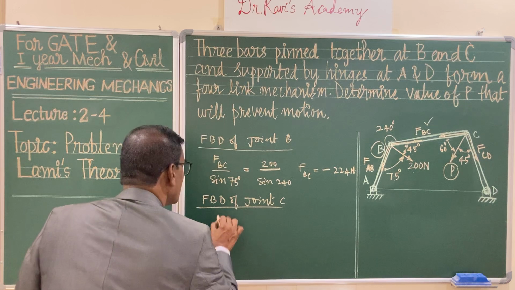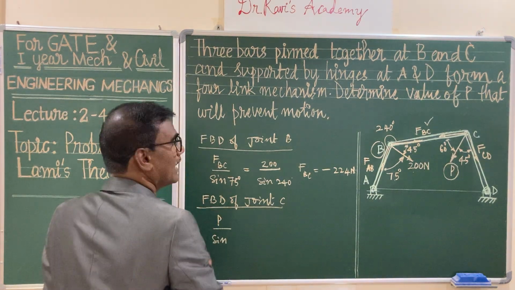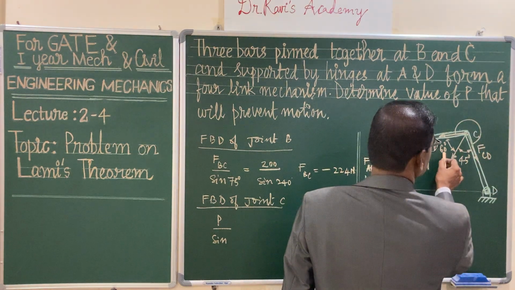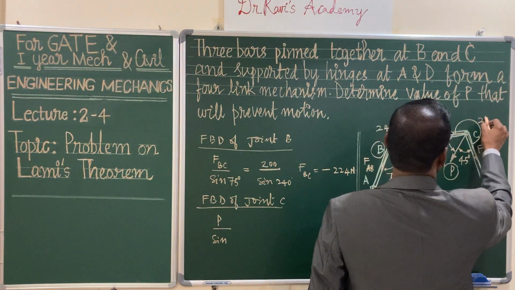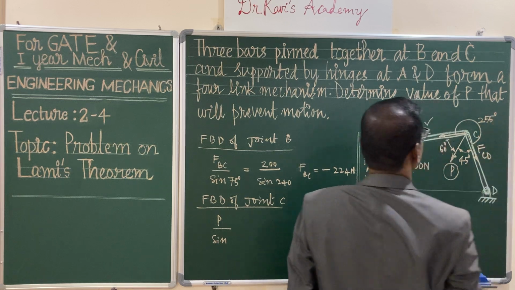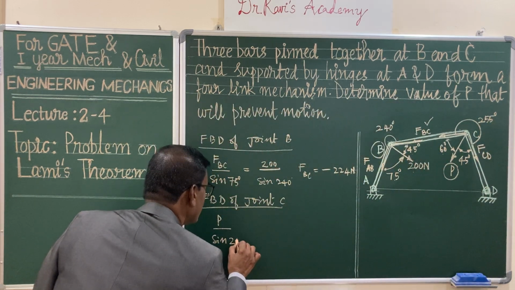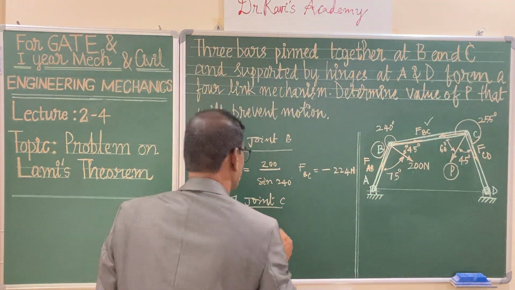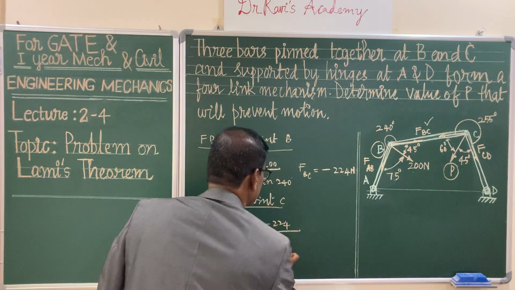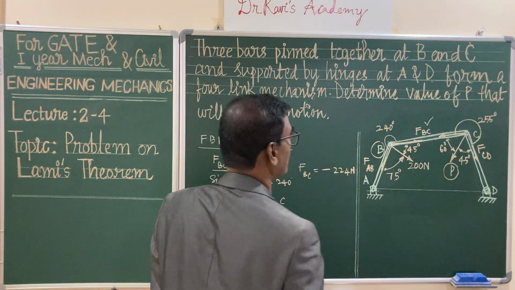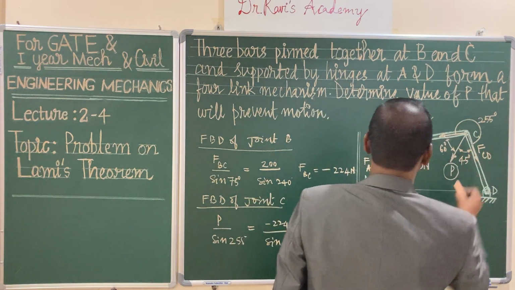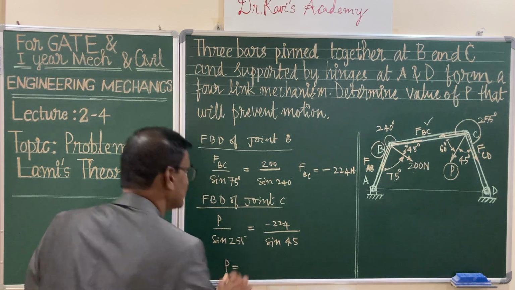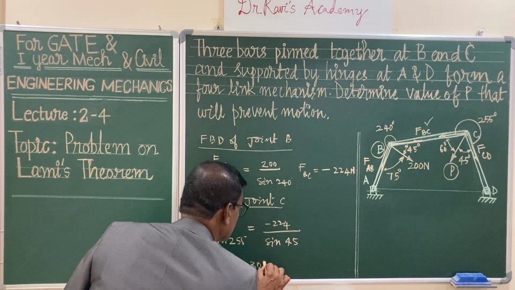You want to calculate the P value. So you can write down P divided by the sine of the angle between the other two forces. This angle is 360 minus 60 plus 45, that is 105. This gives you 255 degrees. So it is sine 255 equals the force FBC, which is known, that is minus 224, divided by the sine of the angle between the other two forces, that is 45, sine 45. From this you can calculate the magnitude of the force P. You are going to get 305 newtons.